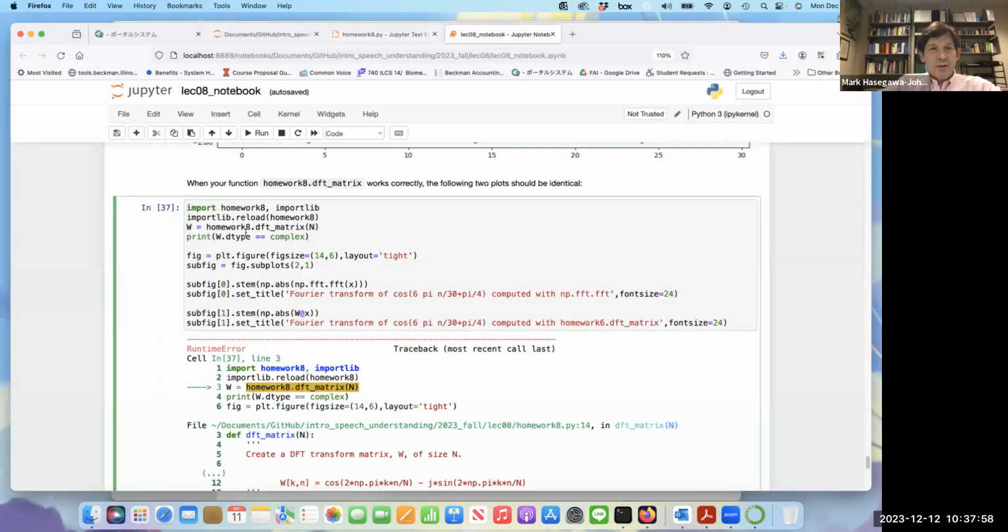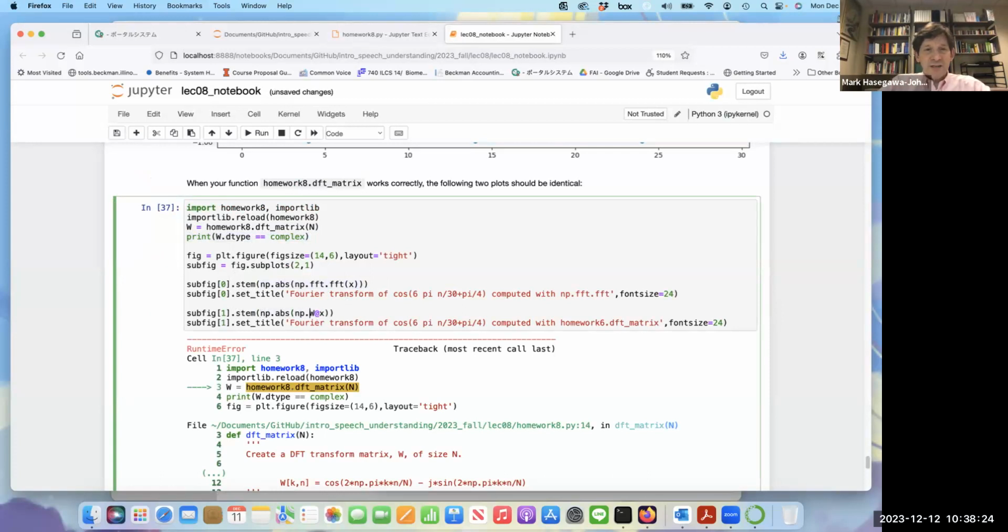So let's try. We're going to create the DFT matrix and then check that the dtype is equal to complex. So this says print whether true or false, depending on whether W.dtype is complex. And then I should create, in the first plot, I'll plot the FFT of X. And in the second plot, I'll plot the absolute value of W times X.